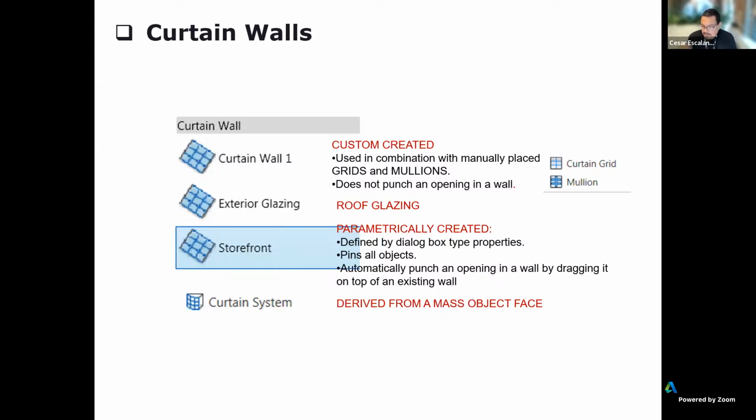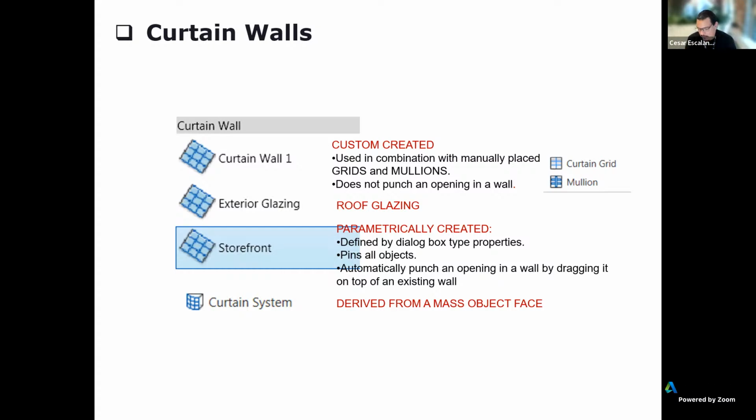The method depends on what your starting family is. The most typical one is a family called storefront. It has nothing to do with the way we understand storefront in the construction environment. The family called storefront is a parametrically created representation of a curtain wall. And the subdivisions of the storefront, both in the horizontal and the vertical, are defined by a dialog box. You don't model anything manually.